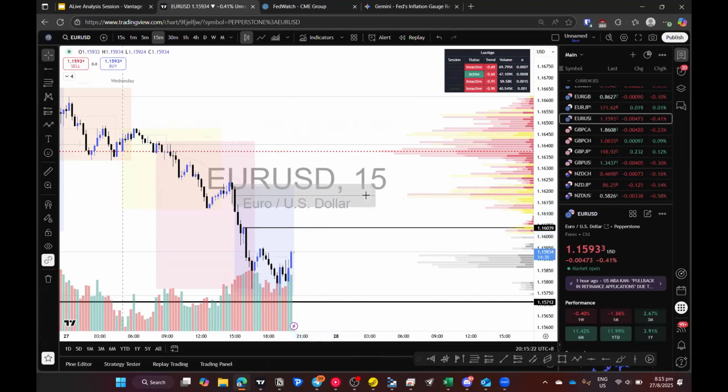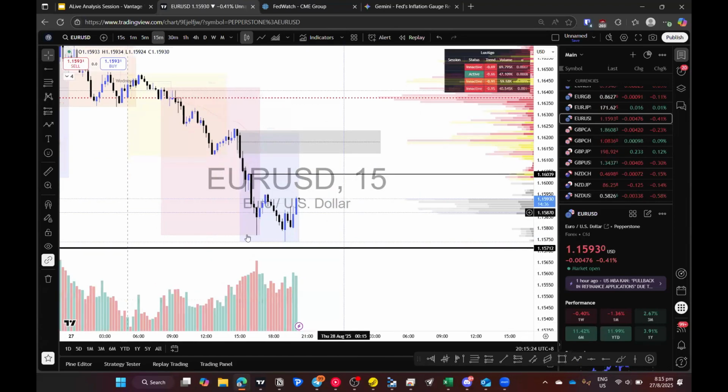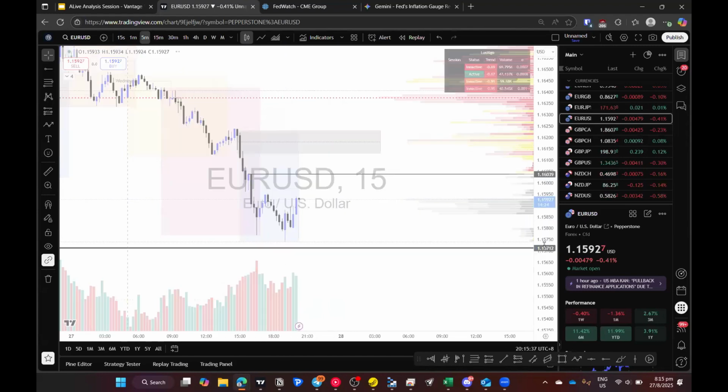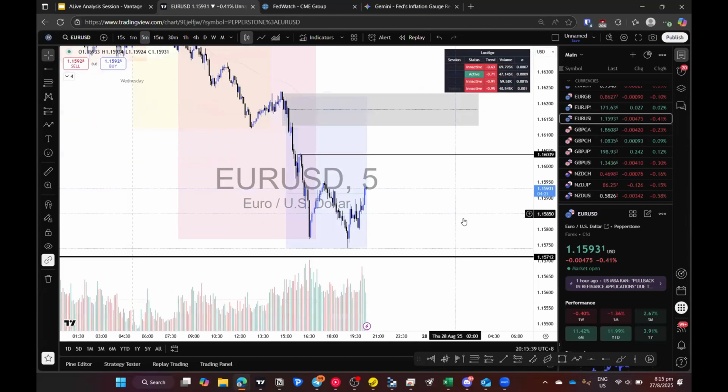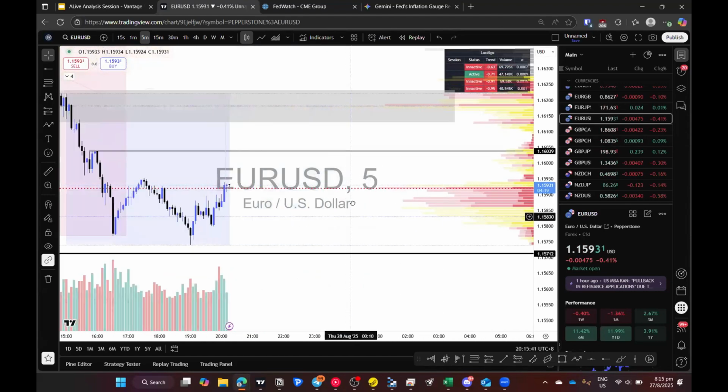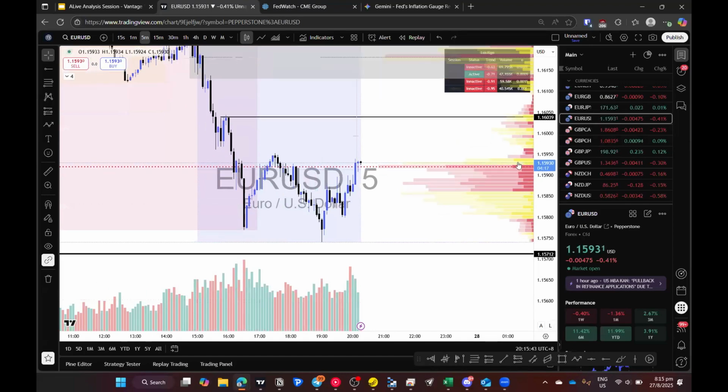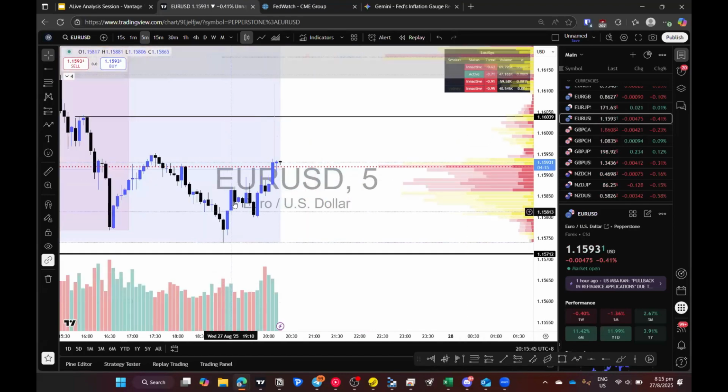Again, today, there isn't any news and we have already swept the lows of Asia, actually the lows of London. So basically we want to look at any area that was created from this. So from that low time frame analysis, this has already been taken.